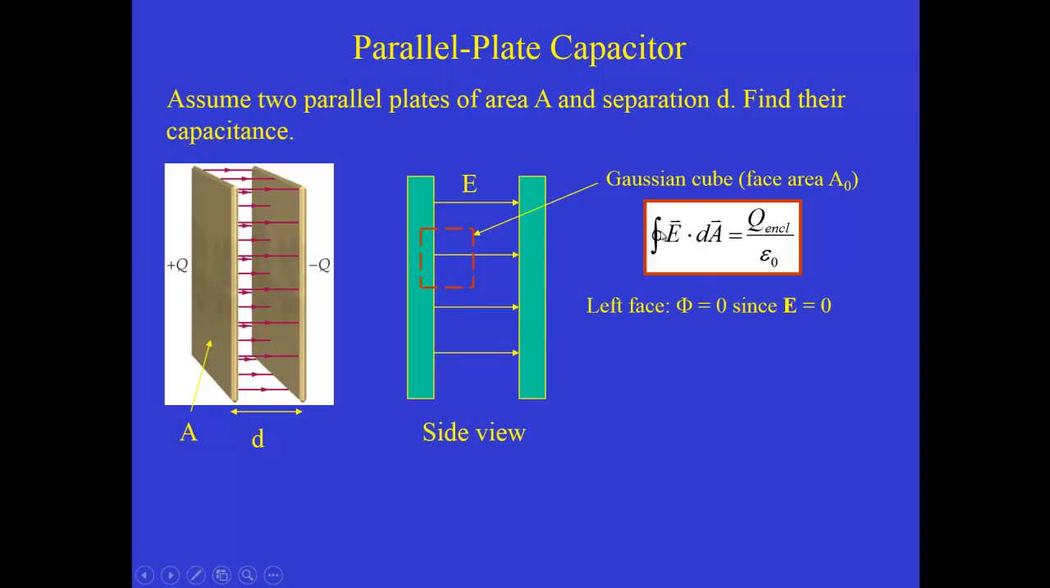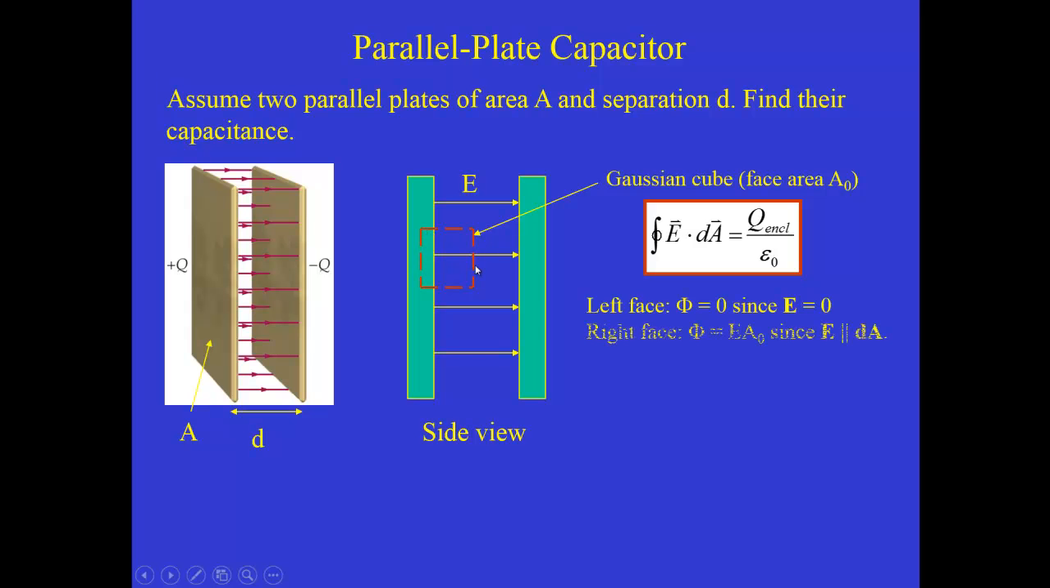So for a cube, since the integral E dot dA is evaluated for a closed surface, the cube has 6 different surfaces, but for several of them the contribution will be 0, and that will make this an easy calculation to do. So for the left face over here, we know that the integral E dot dA on that surface is 0 because the electric field is 0 inside a conductor.